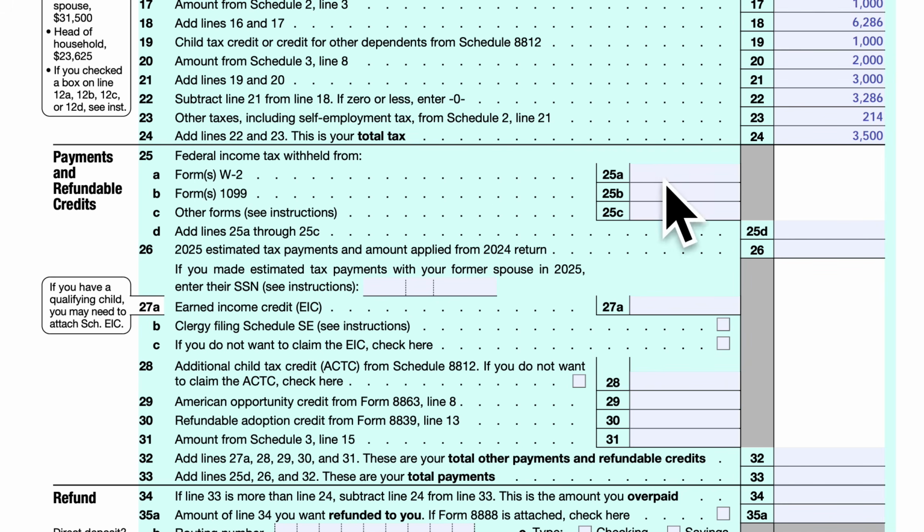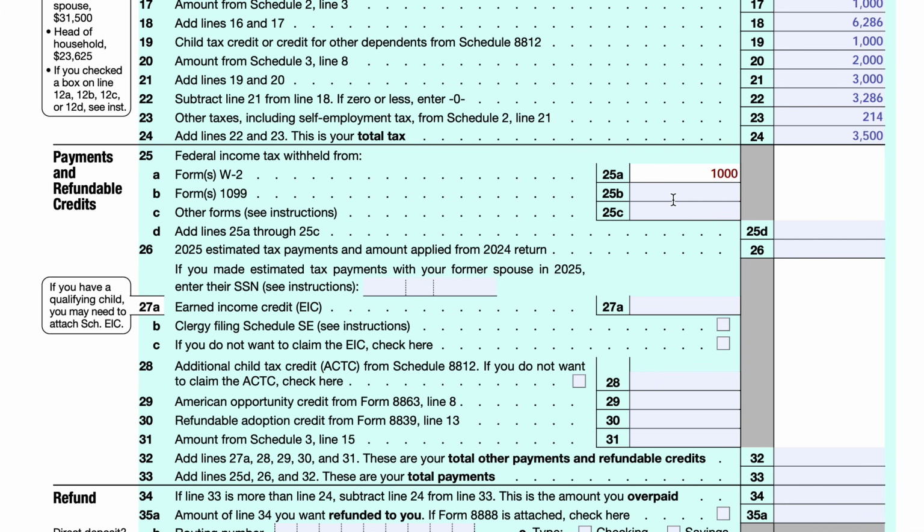forms. So line 25A would be any items of income tax withheld on the form W-2. This would be in box 2 of your W-2. So let's just say that there was $1,000 withheld here. In line 25B, this would be any withheld income tax from a form 1099-R.